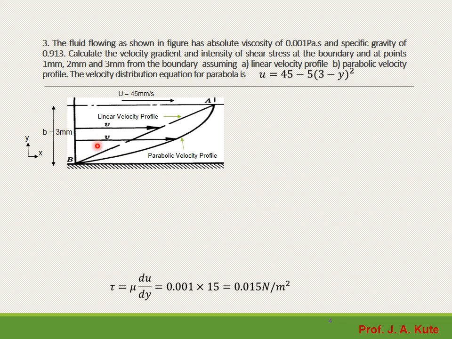You can observe that the topmost surface is at a distance of 3 millimeter from the fixed plate, and the velocity is in millimeter per second. So there is no need to change the units. We can keep the units as millimeter per second only. For the linear velocity profile, we know that the velocity gradient will remain the same. So this velocity gradient, du upon dy, is equal to u upon y. So u is 45 and y is here 3. So the velocity gradient would be 15.